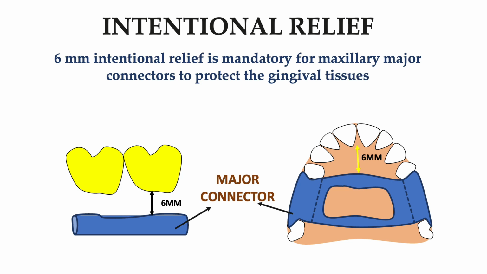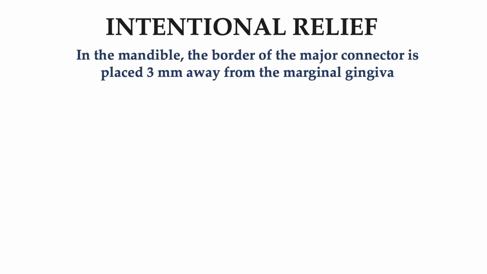What is the reason to give a 6 mm intentional relief? It should be 6 mm away from the gingival margin to avoid any injury to the highly vascular marginal gingiva. If it is close to the gingival margin or over the gingival margin, it constantly applies pressure over it and may cause injury to the vascular gingival margin. So in the maxilla we have a 6 mm intentional relief.